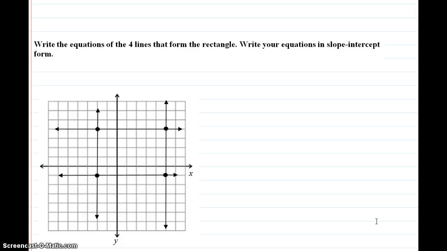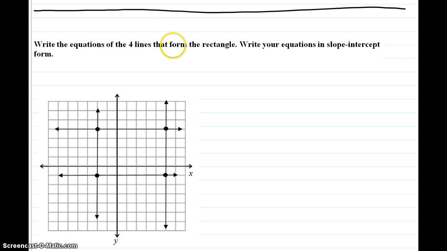Alright, let's look at our next example. Write the equation of the four lines that form the rectangle. Write your equations in slope-intercept form. So as we look at this rectangle, notice that we have two sets of horizontal lines and two sets of vertical lines. And so we talked about this before.